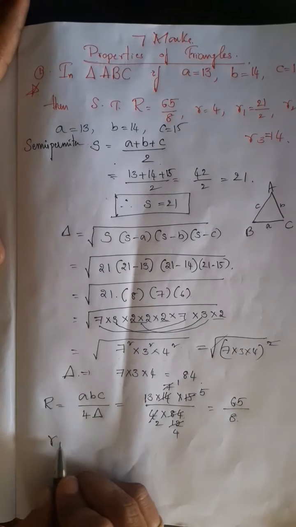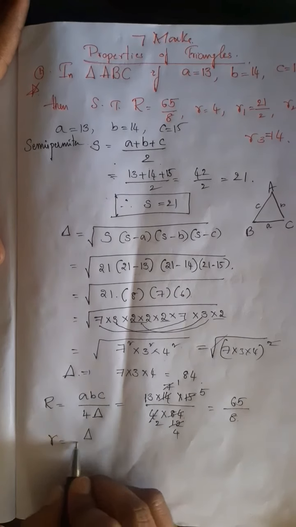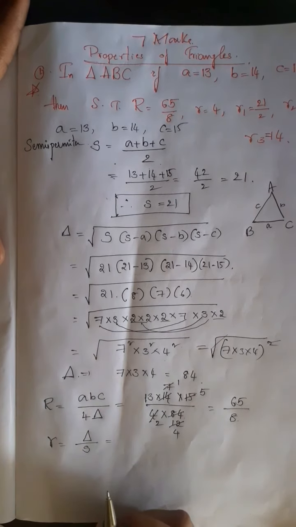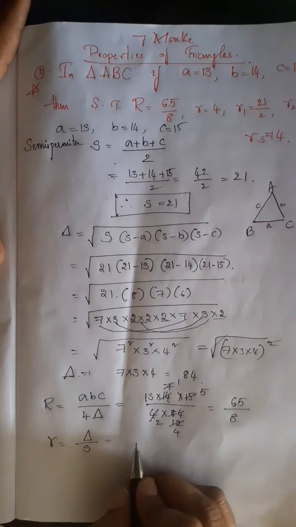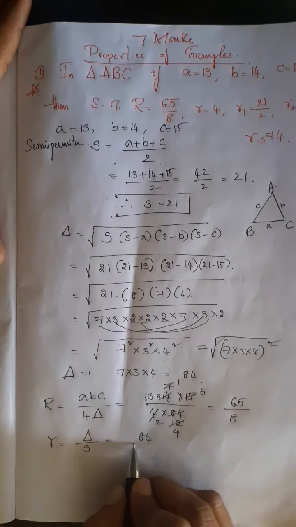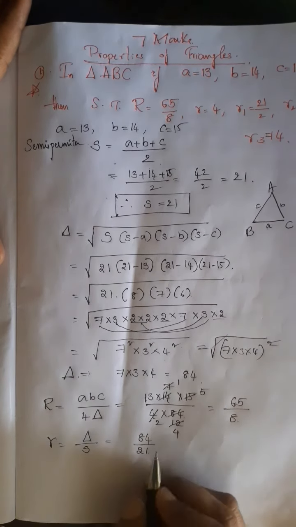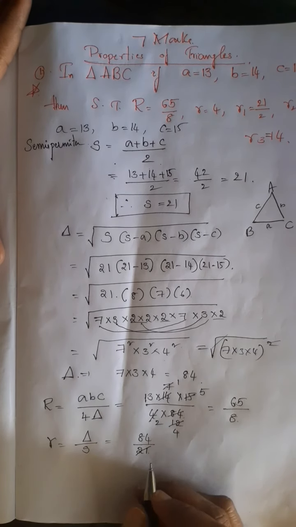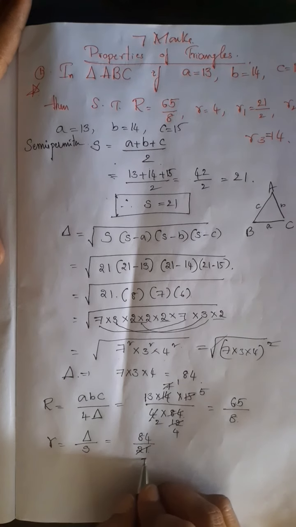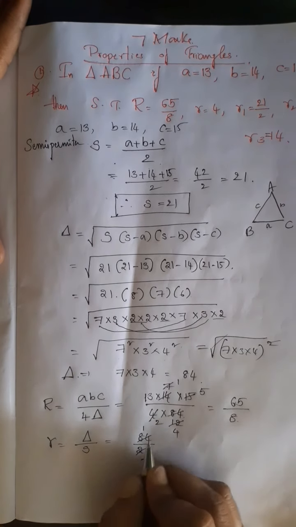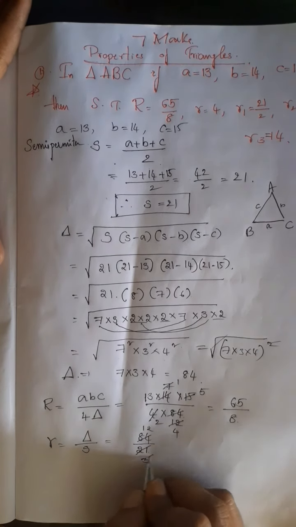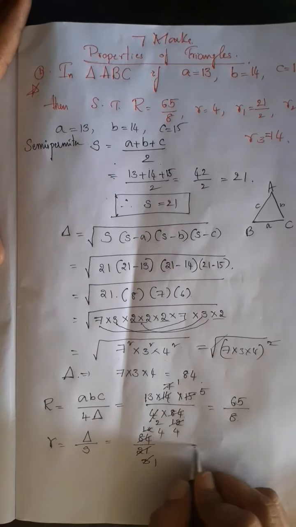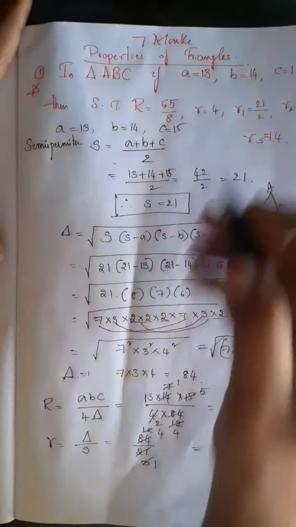That's it. And small r value find out. How do you find small r? Delta by S, right? Delta by S. So delta value is 84 by 21. How many times it will go? It goes in 7 table, right? 7 3's are 21, 7 1's 7 and 7 2's 14, 3 1's 3 and again 3 4's 12. So our answer is 4. Yes, we got the answer.